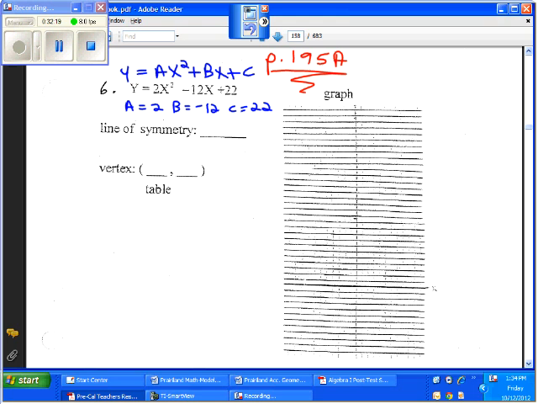And then it's going to tell us exactly where to go from there to get our line of symmetry, to get our vertex, and to build our table. It's going to take more time than I have left. So we're going to stop right there. Even if you're going to watch the next video, I would suggest before you watch the next video to go to page 195A and read it, and then watch the next video. Anyway, we'll stop there for now.